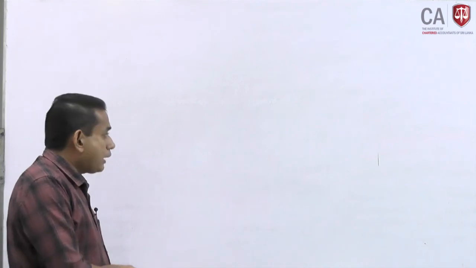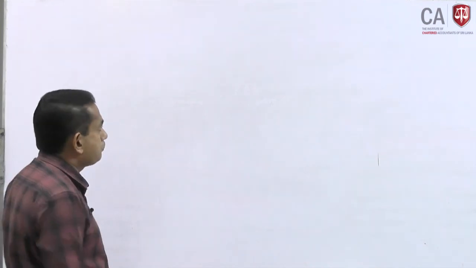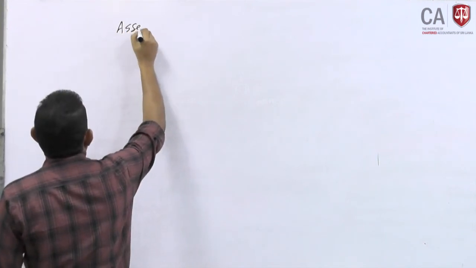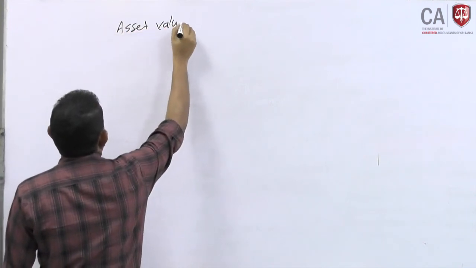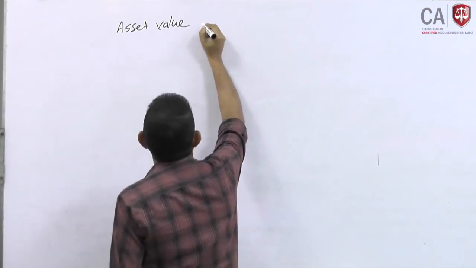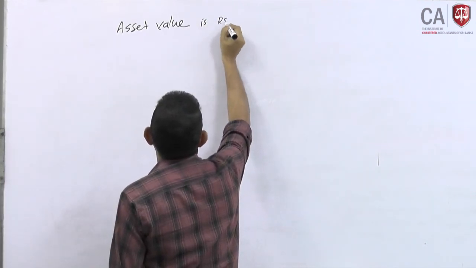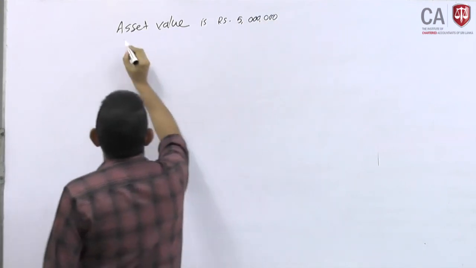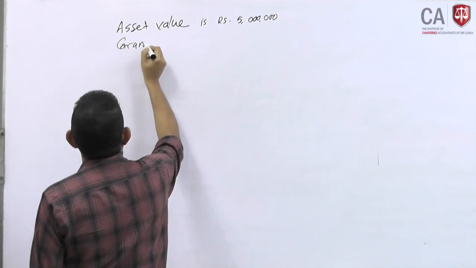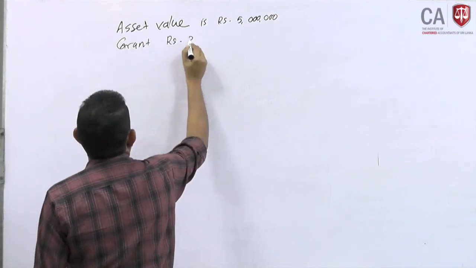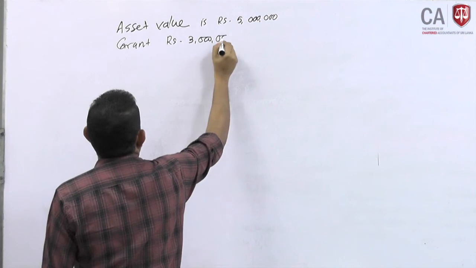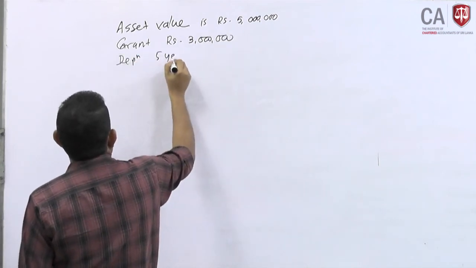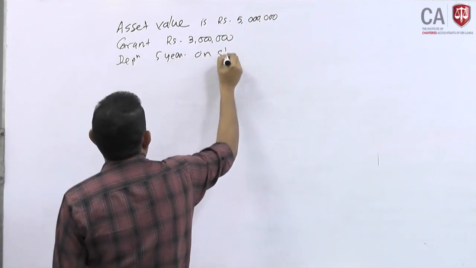The second method under the revenue approach, let me take the same example. Asset value is 5 million rupees, grant is 3 million rupees. Depreciation is over 5 years on the straight line method.